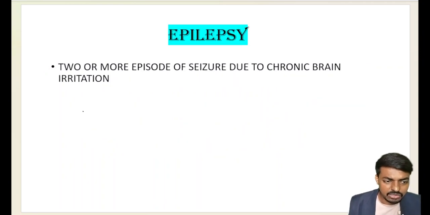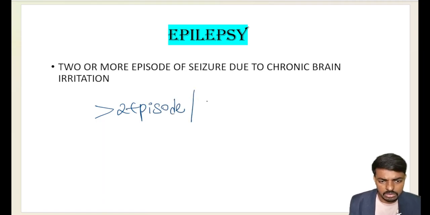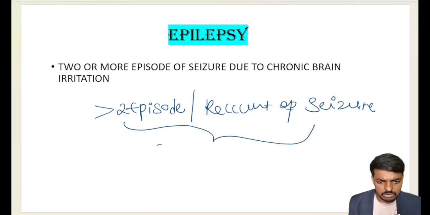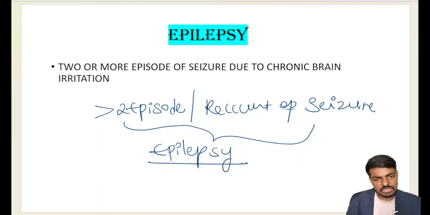Epilepsy is, what I told in the previous slide related to seizure, that abnormal electrical activities are occurring in more than 2 episodes or recurrently. Very important, recurrence of seizure. Recurrent seizures means the seizures are repeatedly occurring, and we call this epilepsy. Very important. What is epilepsy? Epilepsy is a recurrent occurrence of seizure. That is called epilepsy.